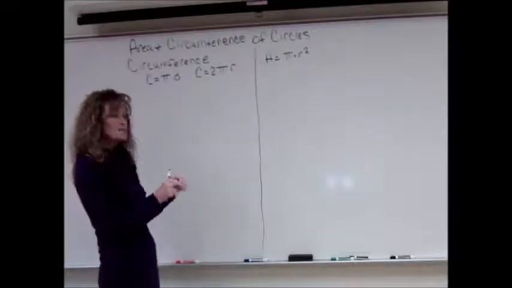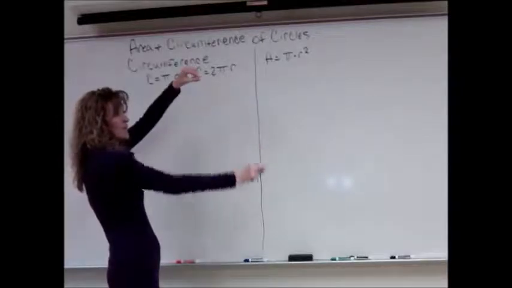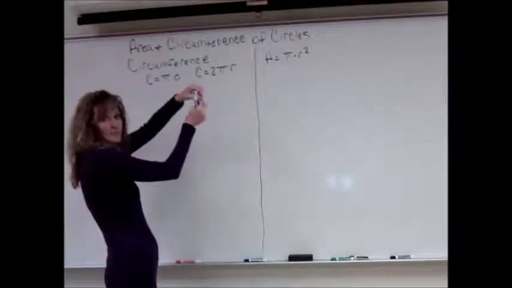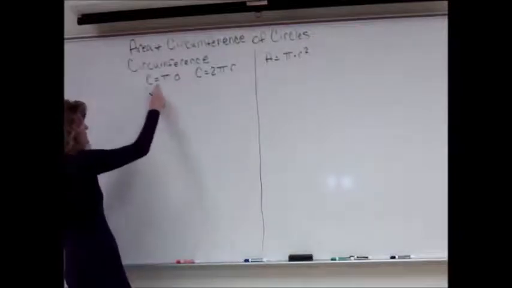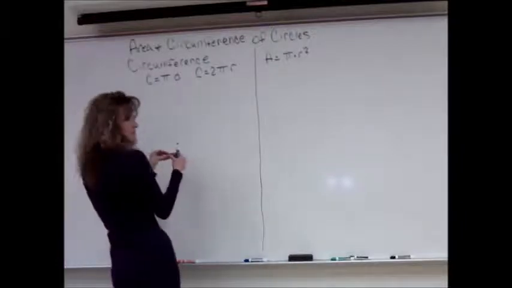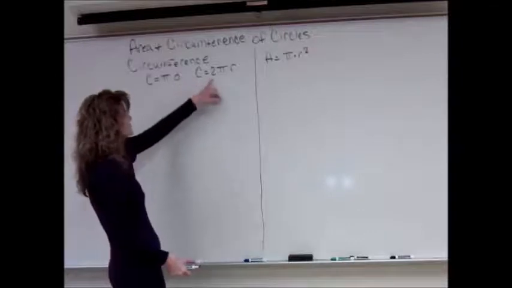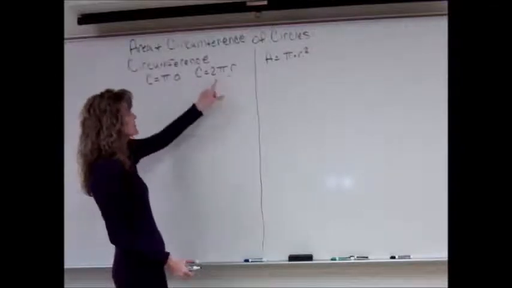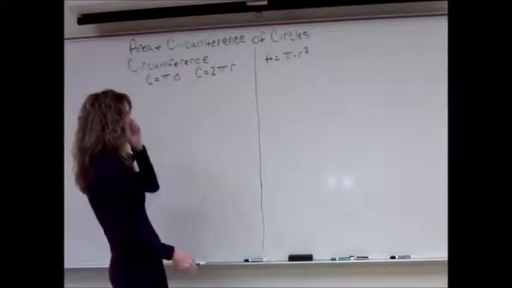So if you were to have a circle and take a string and go from the starting point all the way around, it's that measurement. We can use the formula circumference equals pi times diameter. Remember, diameter is the distance through the center of the circle from one side to the other. Or it can be 2 times pi times the radius, because we know that 2 times the radius is the diameter, so these formulas are the same.